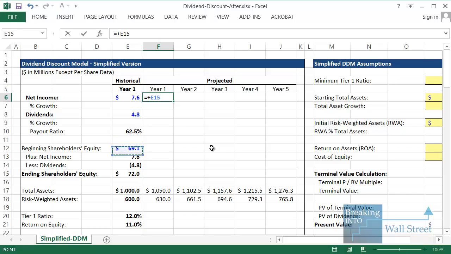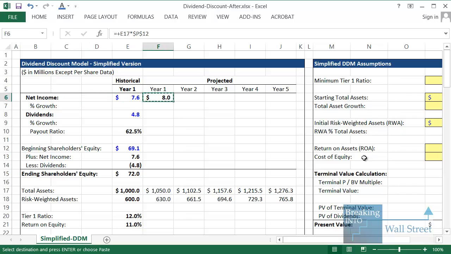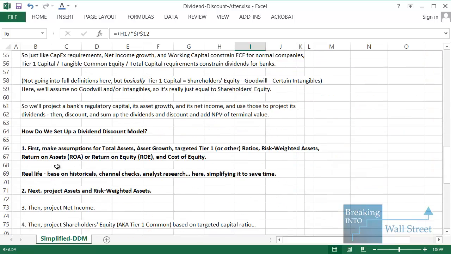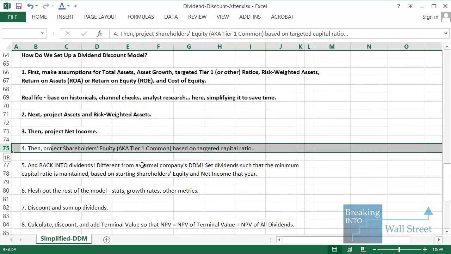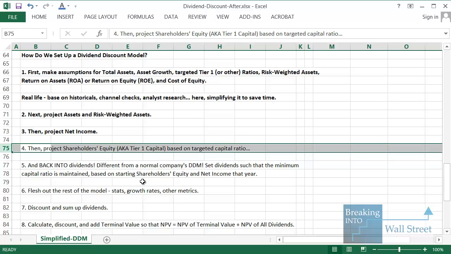So let's take our total assets and then multiply by our return on assets over here. Make sure we anchor that with F4. And let's take this, copy it across. So we have that. And what we can now do is go down and check off step number 3. And then step number 4, we're going to project shareholders' equity. So really Tier 1 capital in our simplified model here based on the targeted capital ratio.